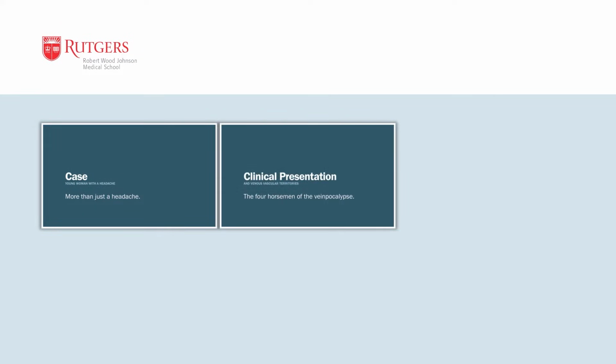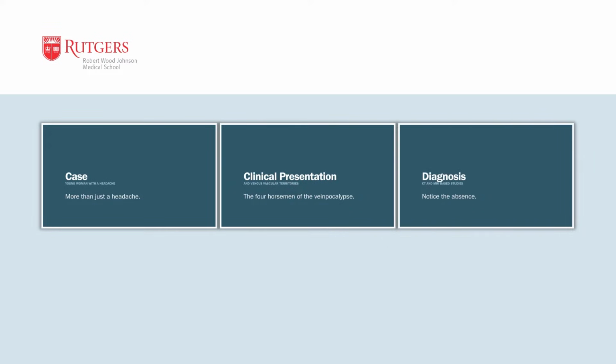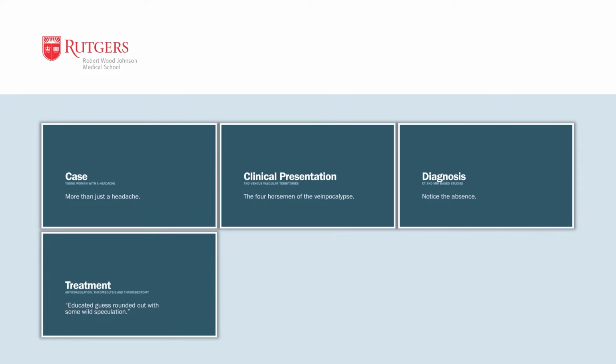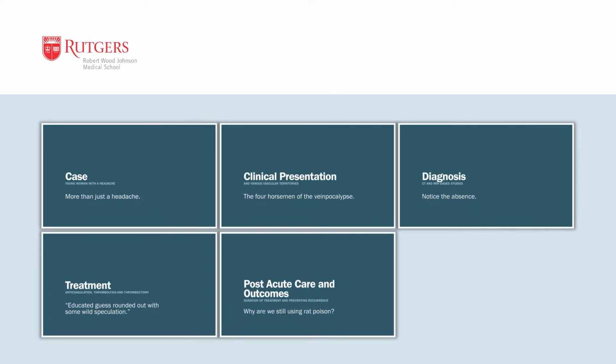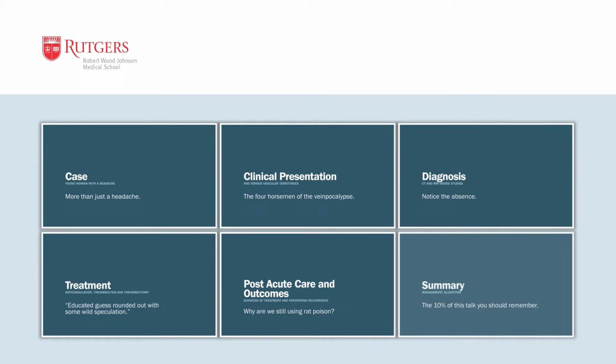Our objectives for this talk are to introduce a case, to discuss 4 major clinical presentations of cerebral venous thrombosis, to review the 2 major diagnostic modalities and hopefully remember the 9 radiographic diagnostic signs, to understand the medical and surgical treatments for this disease, to summarize long-term treatments and outcomes, and to conclude with a tidy algorithm.